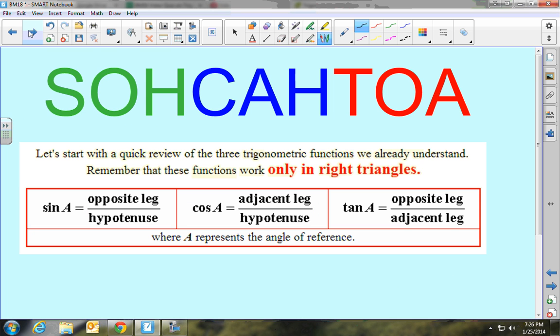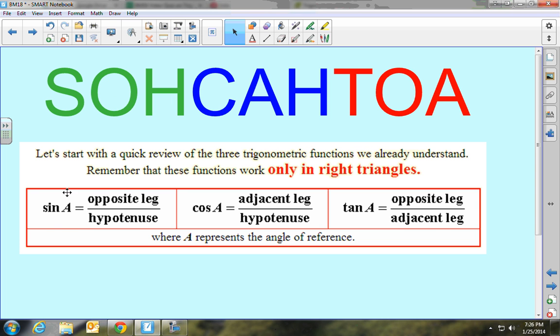So at this point, you're probably thinking, that's a lot to remember. Well, let's go back to that funny word that we saw earlier. We call this SOHCAHTOA. Yeah, it sounds funny, but it helps us remember what each of these terms mean. So let's focus first on the SOH. The S stands for sine, the O stands for opposite, and the H stands for hypotenuse.